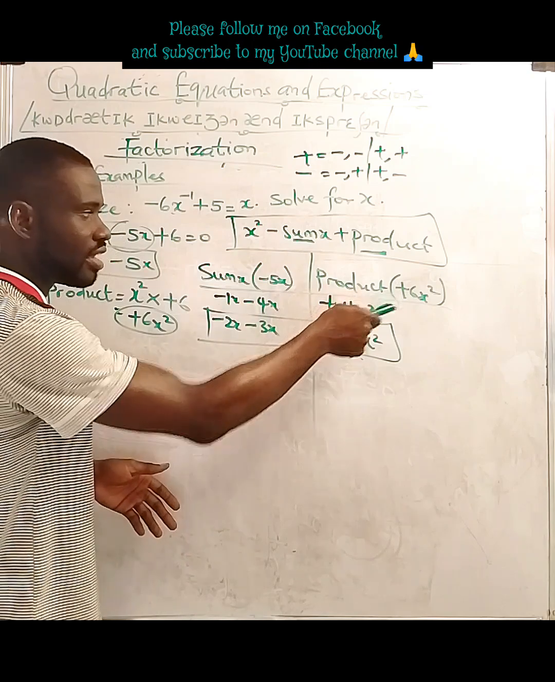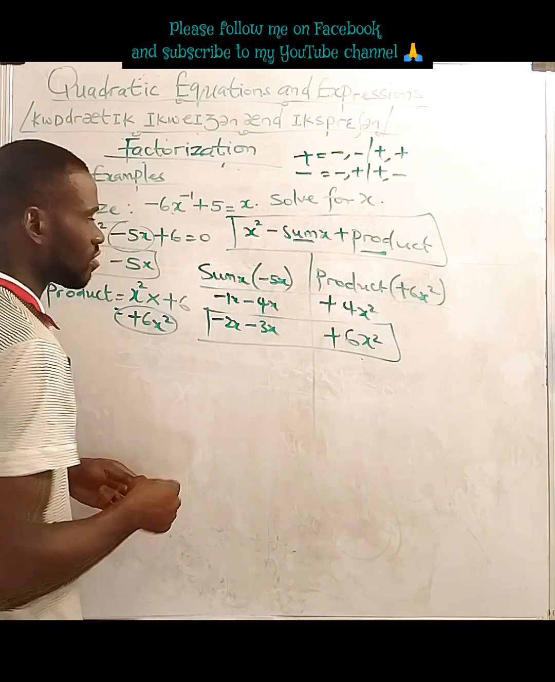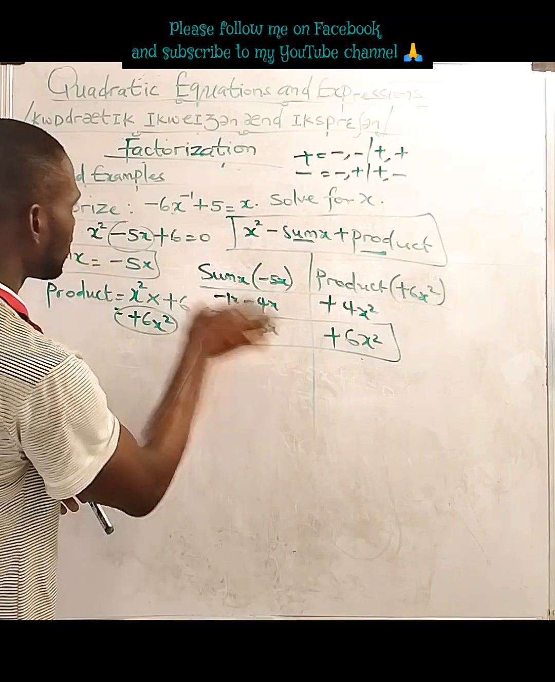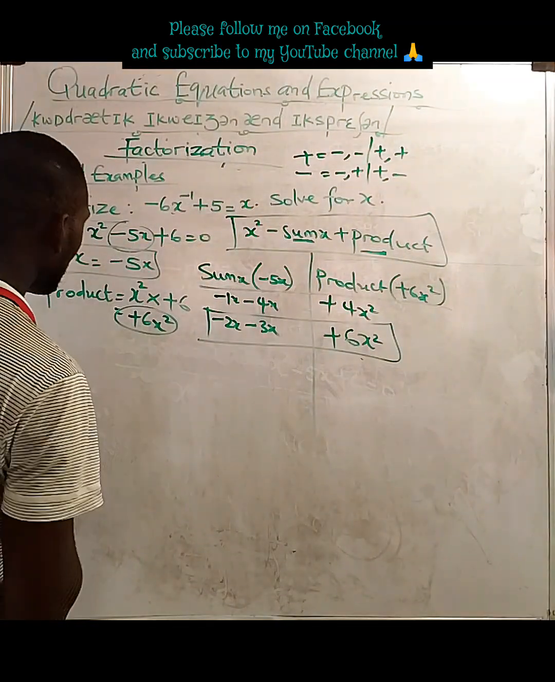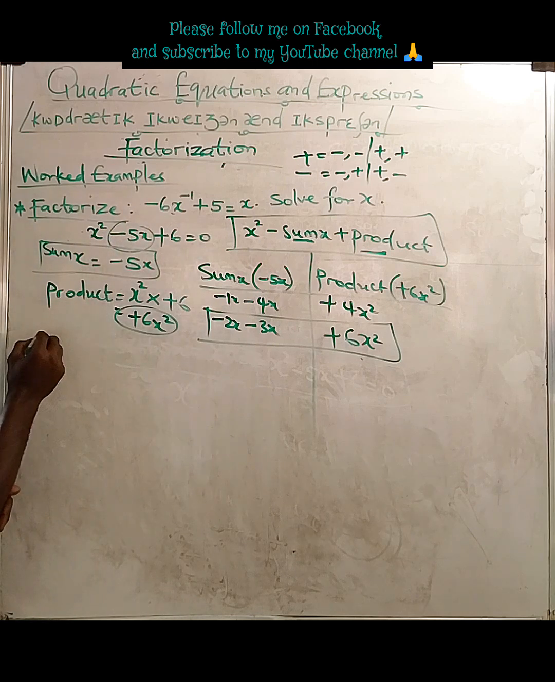So whatever the product is, then we're going to confirm what it is using the sum. So now we're going to be using this in our equation. So what do we have? We have x squared minus 5x plus 6 equal to 0. So what does that mean? It means x squared right here.